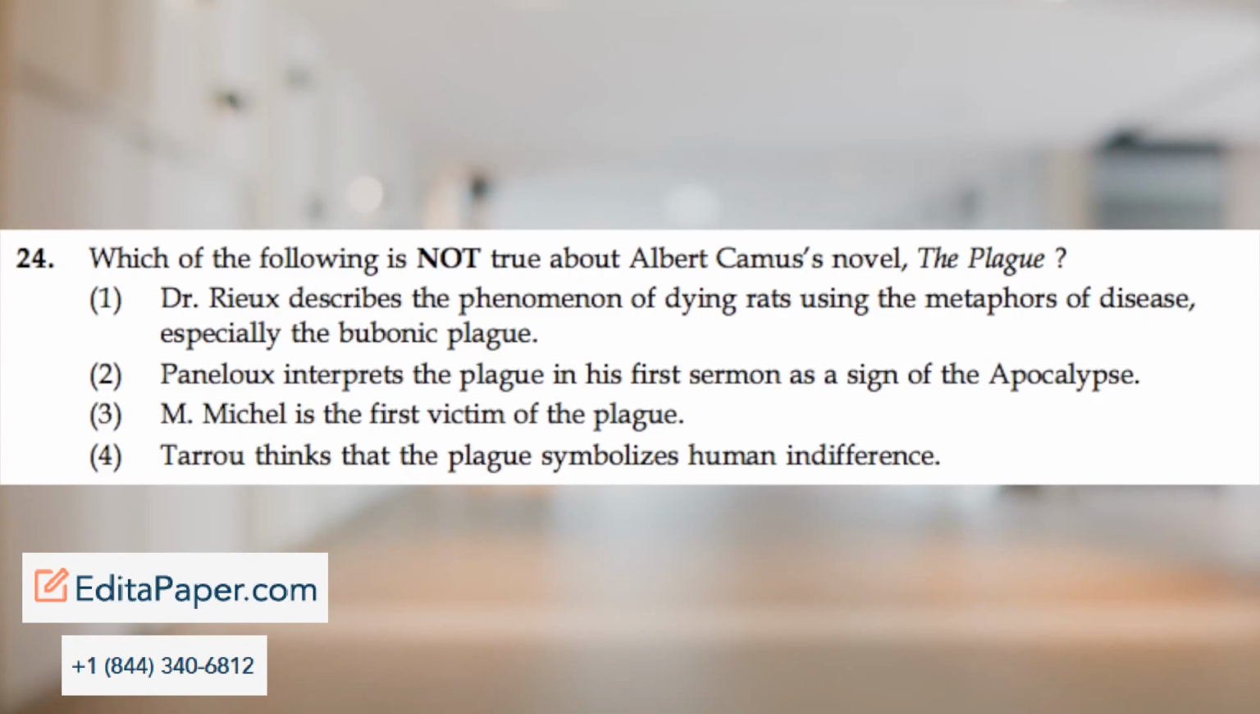They are technically right, but what happens here? Option B, Paneloux interprets the plague in his first sermon. This is totally wrong, because he is a priest. He talks about sermons. He says that yes, God is punishing us, but then he himself gets confused why a young kid, the most innocent person, why did he die? And then he realizes that death has nothing to do with religion, and moreover he himself also dies in the same plague. What you have to remember is, when you read it, remember it is the French city of Oran.